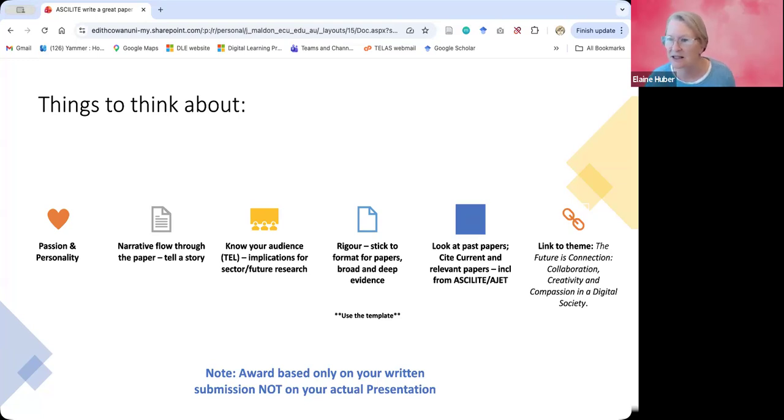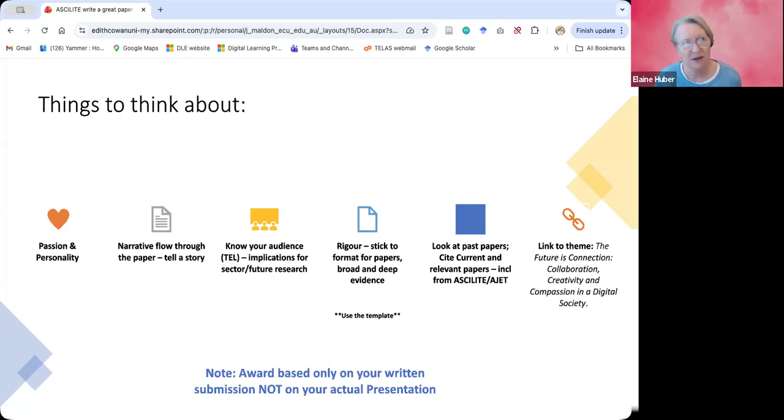Everybody's a volunteer in this whole process, so making it easier for us to do comparisons and do reviews really helps. Obviously, look at past papers. All of our proceedings are available on the ASCILITE website. So you can have a look for other examples of concise papers, other examples of posters, and have a look at the kinds of things that people have written.